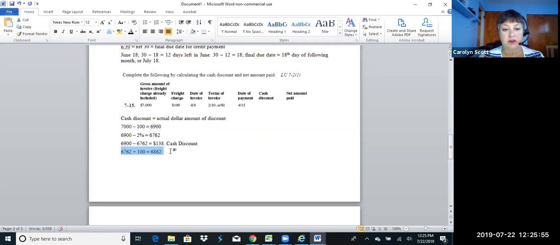And we also need to figure our net amount paid. So we know that minus 2%, this is our net price. So we take our net price plus our shipping, our freight charge, and we get $6,862 net amount paid. I don't think there's anything else in this section. No, there's not.